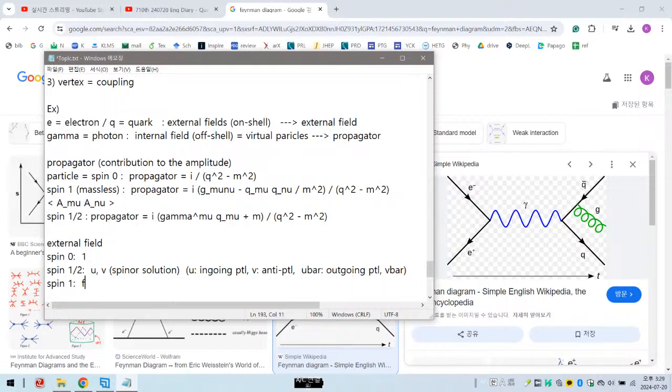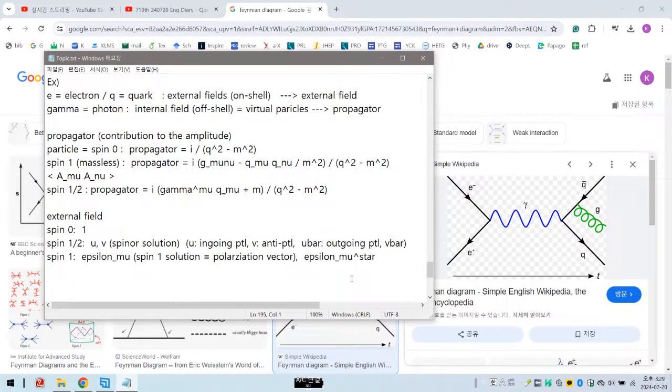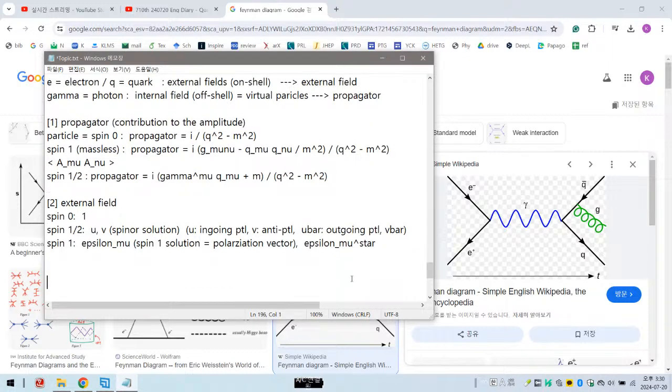And for spin 1, there is epsilon mu, which is some gauge boson solution. The spin 1 particle solution is also called the polarization vector. And depending on ingoing or outgoing, there are epsilon mu and epsilon mu star. So the point is that depending on the particle, and whether this particle is ingoing or outgoing, the form of the external fields is also different. So there are external fields and propagators. And one more thing, there is the vertex.